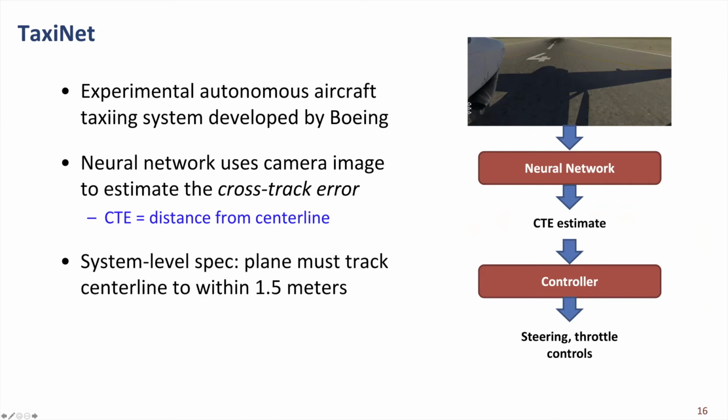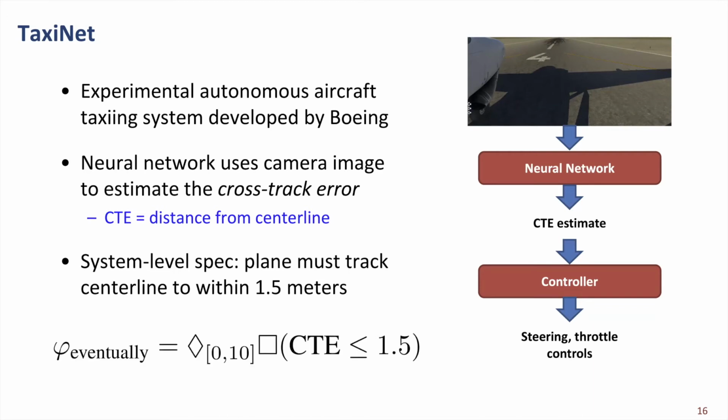And the specification we had for the entire system was that the plane must track its center line to within 1.5 meters. And we used actually a somewhat looser specification to allow starting not quite on the center line. So we required, this is a specification in signal temporal logic, which says that within 10 seconds, you have to get within 1.5 meters of the center line and then stay there for the remainder of time. So this was the specification we used.